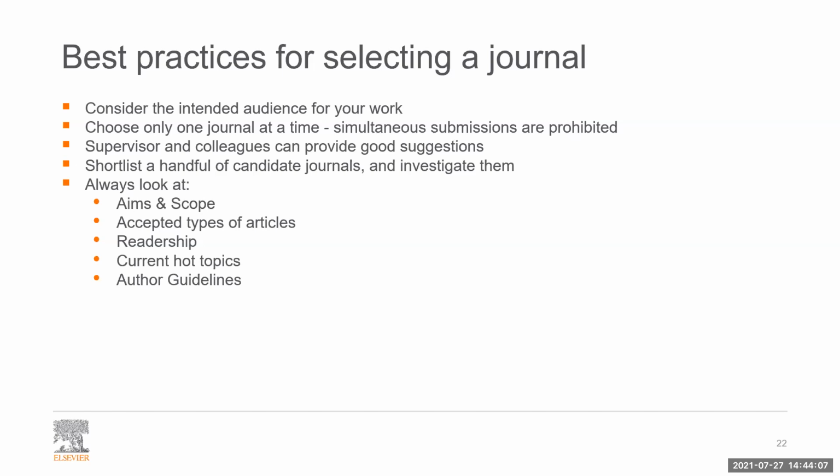Look at the aims and scope for any journal that you're considering. Look at their accepted type of articles, their readership, and current hot topics that the journal is covering. Another tip that can be helpful is articles in your reference section will often lead you directly to the right journals. So if you're not sure where to begin, that's often a good way to sift through your references and see if there's anything there that can guide you.